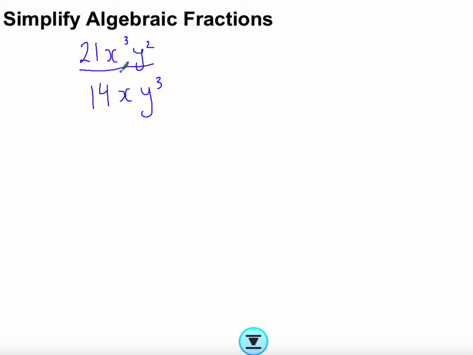algebraic fractions, which is: is everything being multiplied here? Yes, everything here is being multiplied with each other. There's no addition or subtraction, and everything is in a single fraction. It's not being added to anything. There's nothing being multiplied or divided. It's just a single fraction. Everything's being multiplied. That's important.